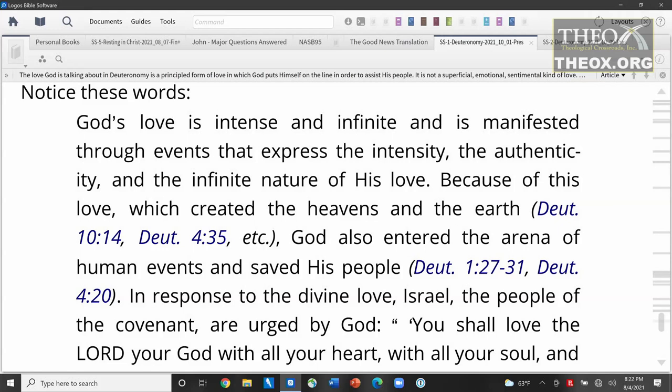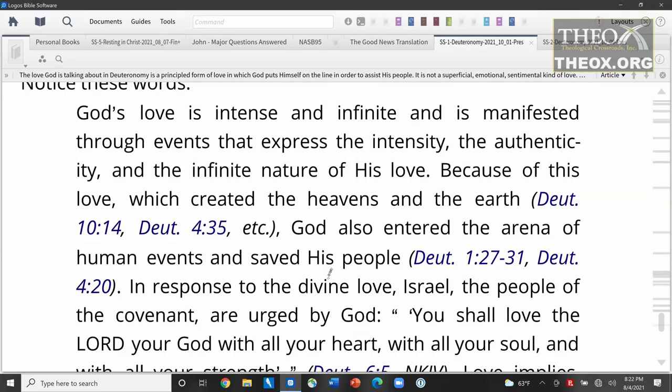God's love, from the Teacher's Bible Study Guide: God's love is intense and infinite and is manifested through events that express the intensity, the authenticity, and the infinite nature of his love. Because of this love, which created the heavens and the earth, God also entered the arena of human events and saved his people. A couple of references from Deuteronomy.